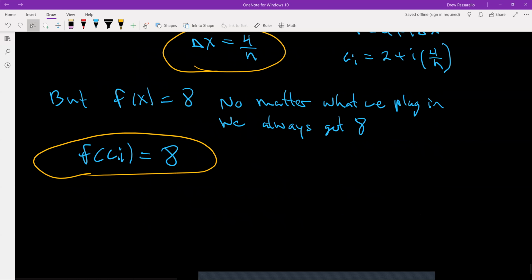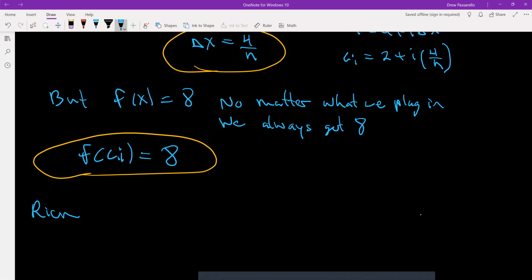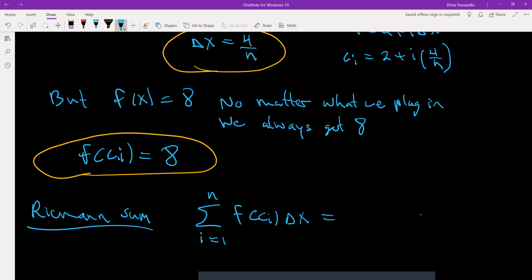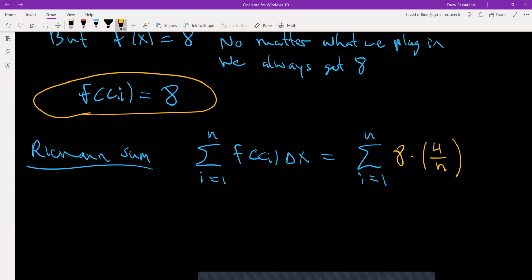All right, so plug those into the Riemann sum. So f of ci is 8. So we have 8 times delta x. Well, delta x is 4 over n. Well, 4 times 8, so that's 32. So we have 32 over n.